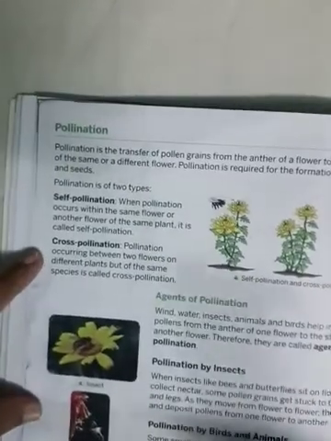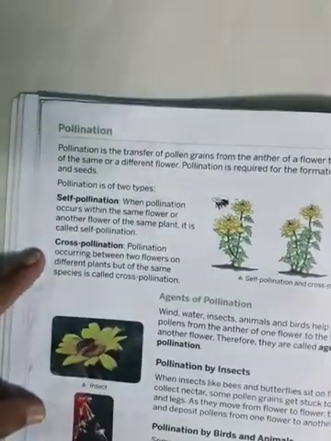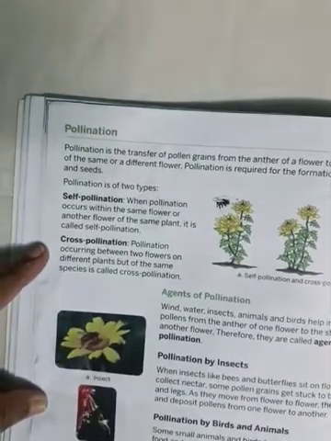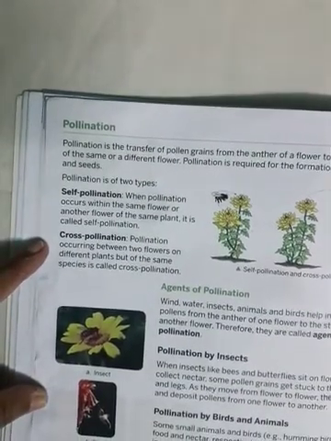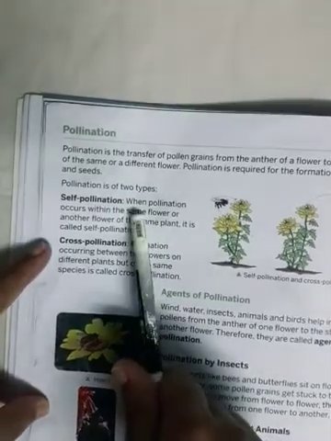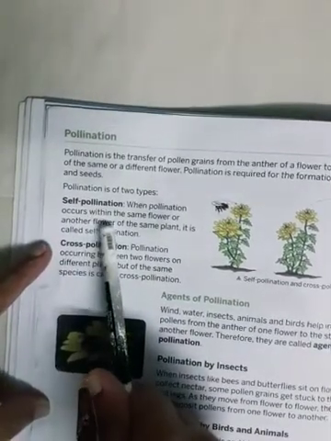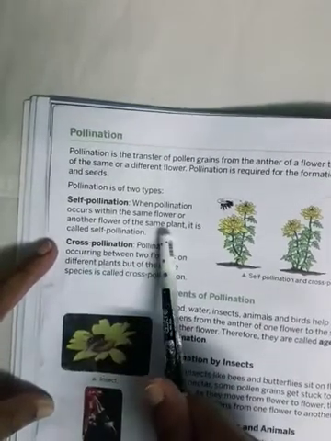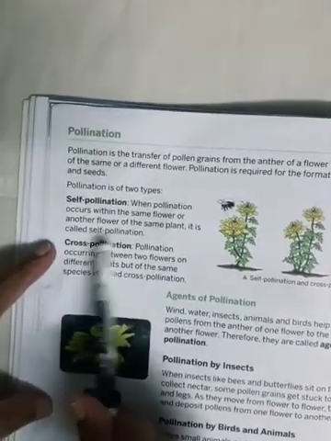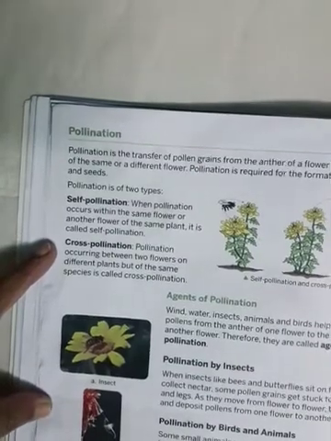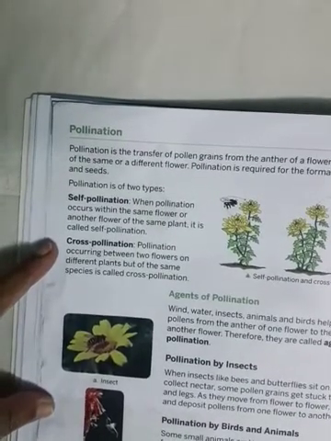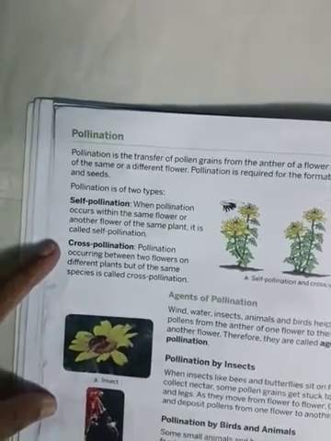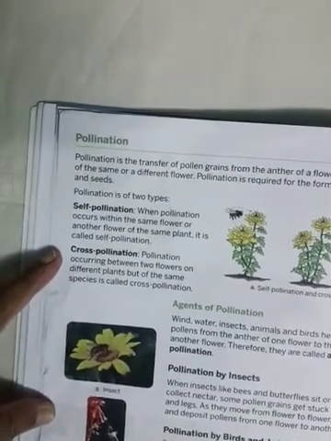Okay, now pollination is of two types: self-pollination and cross-pollination. Okay, now what is self-pollination? When pollination occurs within the same flower or another flower of the same plant, it is called self-pollination.